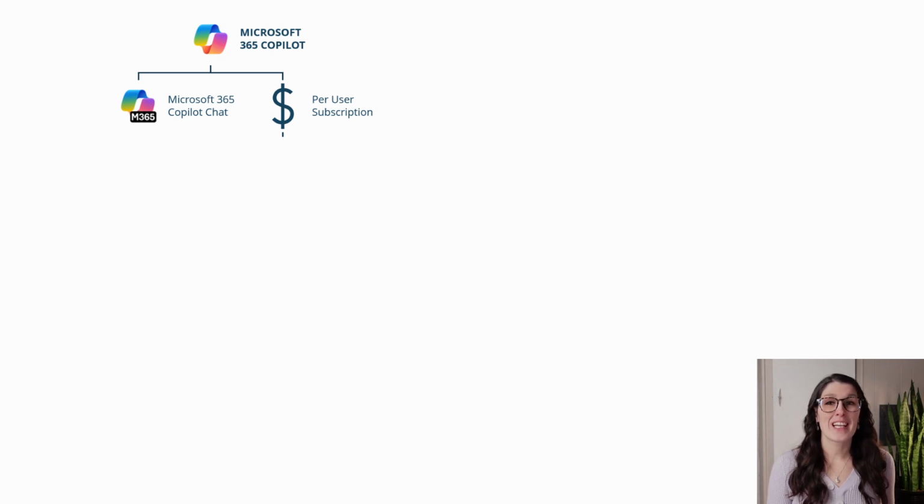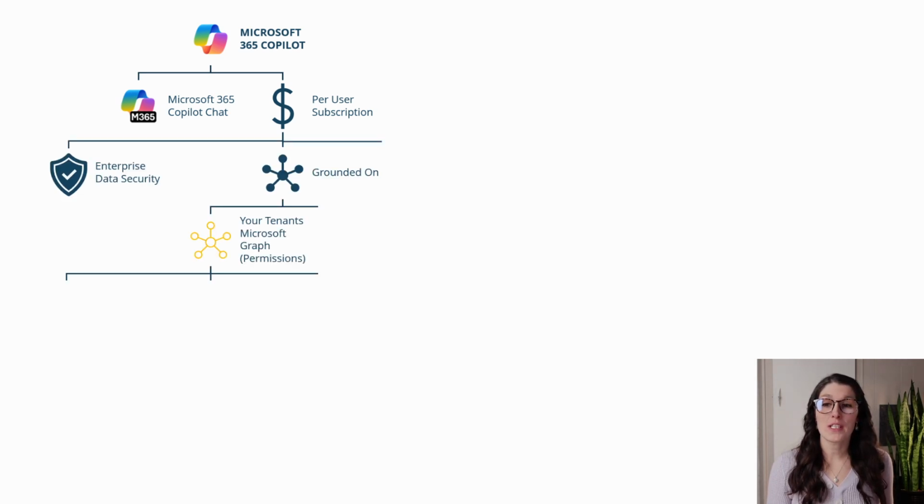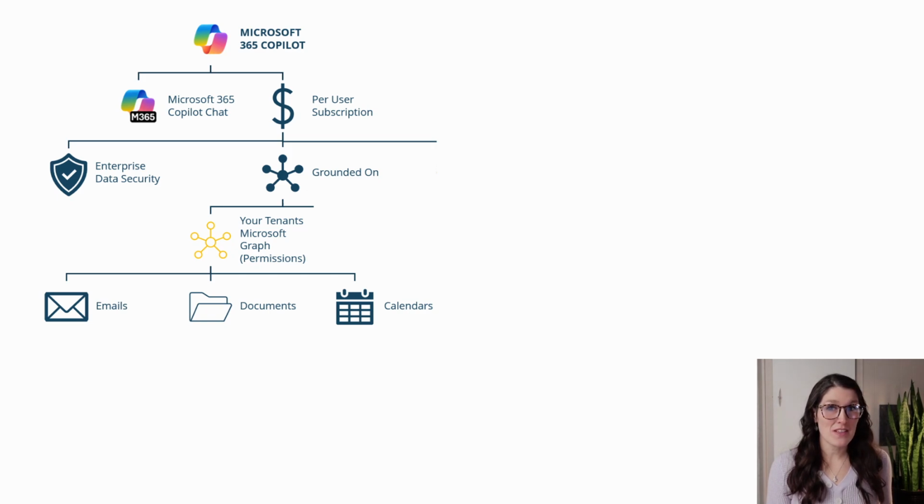So what does that give us? Well, it is grounded on your tenant's Microsoft Graph, inheriting all of the permissions that your user has so that it can reason over your emails, your documents, and your calendars. So let's take a closer look at that as well as what else is included.